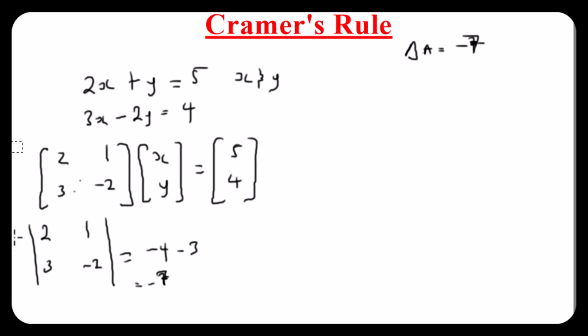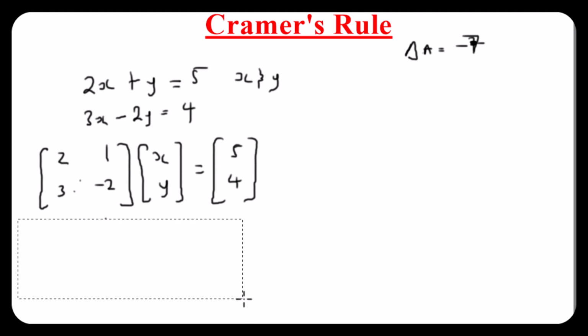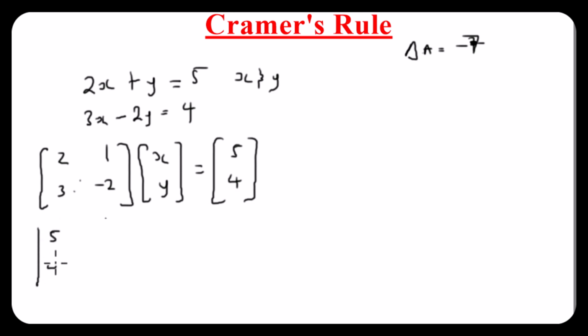Now, after finding the determinant of the matrix, you want to replace a column. What do I mean by column? This is the x column, this is the y column. So I want to replace this column by this other matrix at the other side and find the determinant. I don't know whether that makes sense. This x column here, I want to replace it with 5 and 4 in such a way that I have a new matrix that will look like this: 5, 4, 1, and negative 2. I've not touched the y column. I only replaced the x column with what it is equal to.